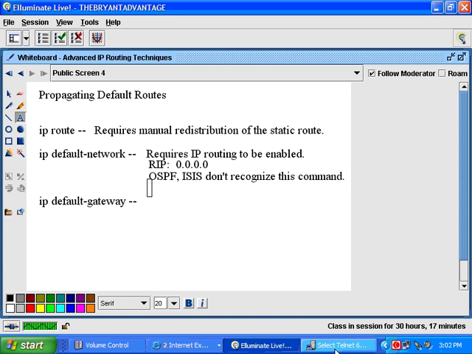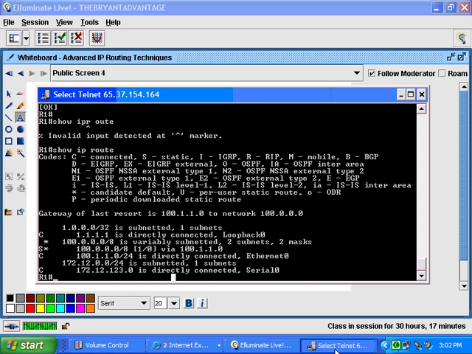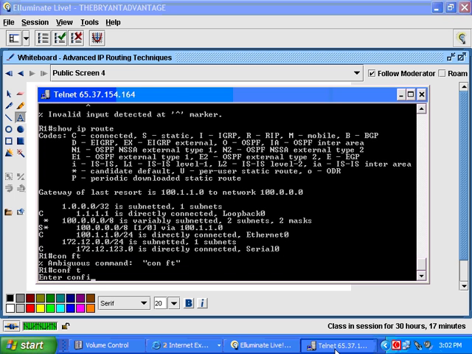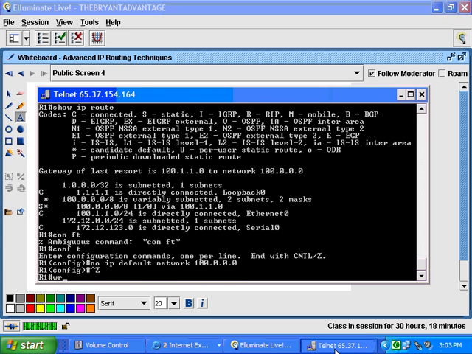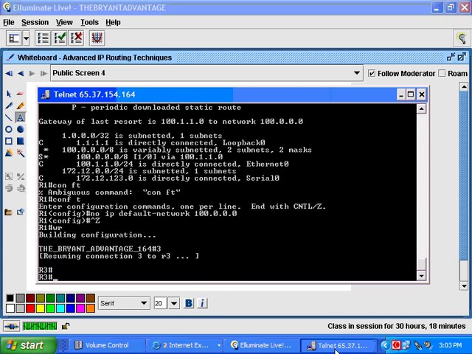Now I mentioned that we could use the IP route command and manually redistribute the static route. So we're going to do that. This is going to be an introduction for you to route redistribution. We're going to take that last command out simply by putting no in front of it. We'll save that and go to the downstream routers.